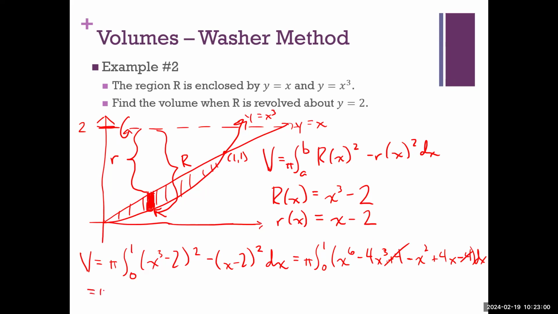Now I think this integral is doable. So it should be pi times a bunch of terms. 1/7 x to the 7th minus x to the 4th minus 1/3 x cubed plus 2x squared from 0 to 1. Whatever 2/3 plus a 7th is.